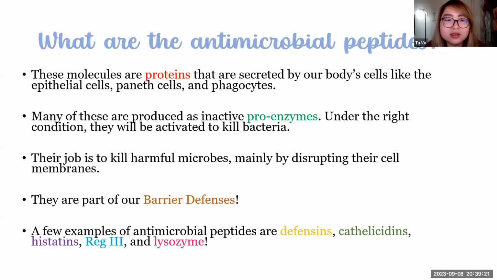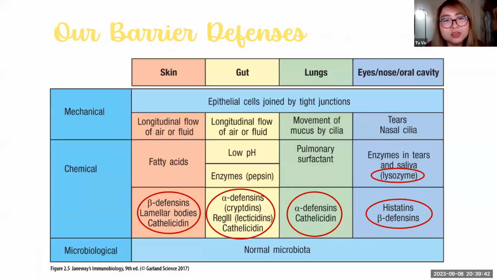Under the right condition, then they will be activated, and their job is to kill harmful microbes, mainly by disrupting their cell membranes. They are part of our barrier defense, and a few examples are the defensins, alpha and beta, cathelicidins, histatins, REG3, and lysozyme. So you can see our barrier defense are found in the skin, the gut, the lung, the eyes, nose, oral cavities, and the chemicals that are circled in red are the antimicrobial peptides, and we will talk about some of them today.